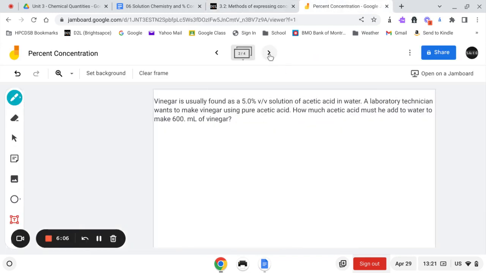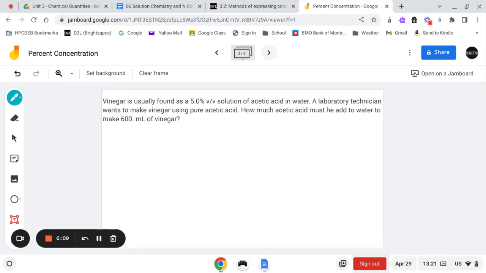So let's put this into practice and let's do an example. It says vinegar is usually found as a 5.0% volume solution of acetic acid in water. A laboratory technician wants to make vinegar using pure acetic acid. How much acetic acid must he add to water to make 600 mils of vinegar? Okay, so we know the concentration. Okay, so our percent, we know it's 5.0%.